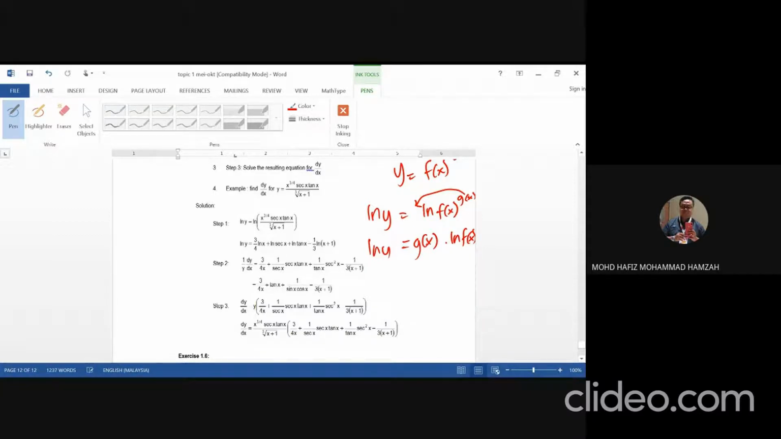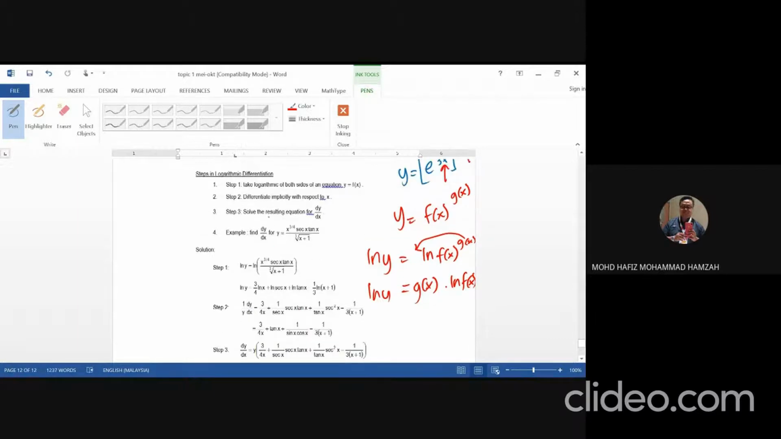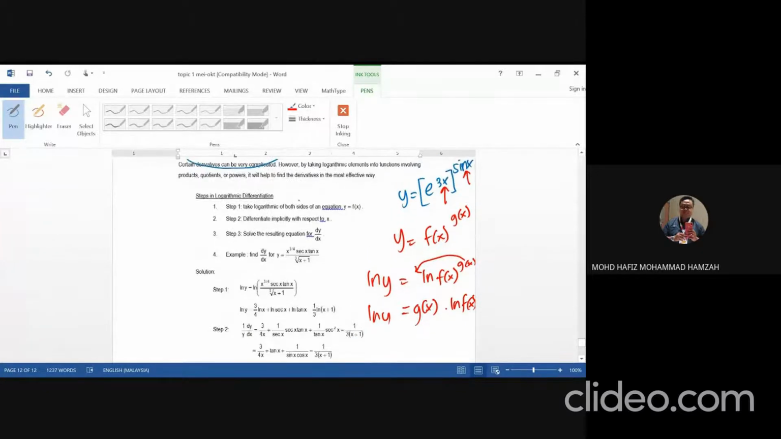Okay, kita tengok satu contoh ni, easy one. Alright, so these are the steps in logarithmic differentiation. Step 1, take logarithmic of both sides of an equation y equal to f(x). Lepas tu differentiate implicitly with respect to x. Solve the resulting equation for dy/dx, and last one is to example.